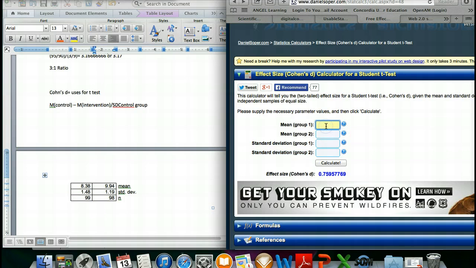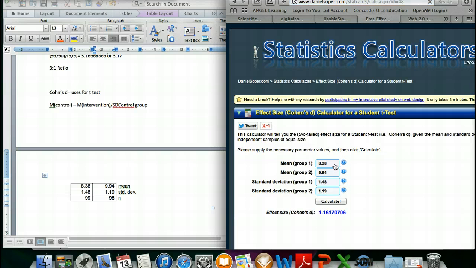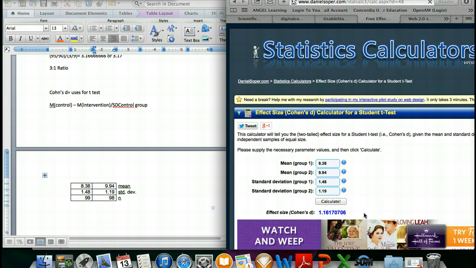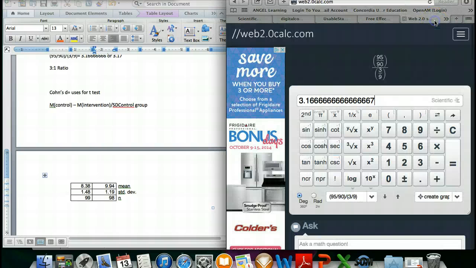So here's the calculator. I'm plugging it in. This is group 1. We have 8.38. We have 9.94. We have a standard deviation of 1.48. And we have a second standard deviation of 1.19. If we calculate that, that comes out to 1.67. This is the effect size using Cohen's d. Okay, now this is just one example. Now I'm also going to show you using the calculator.